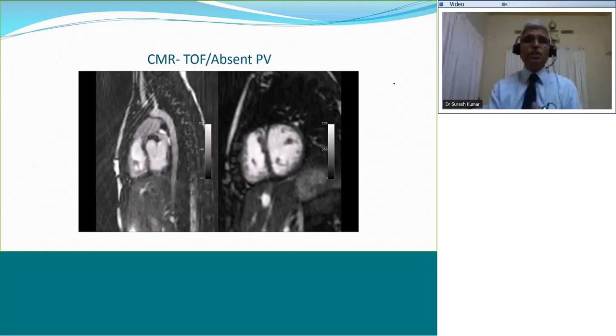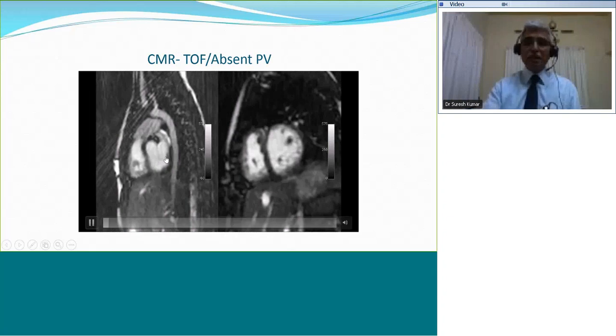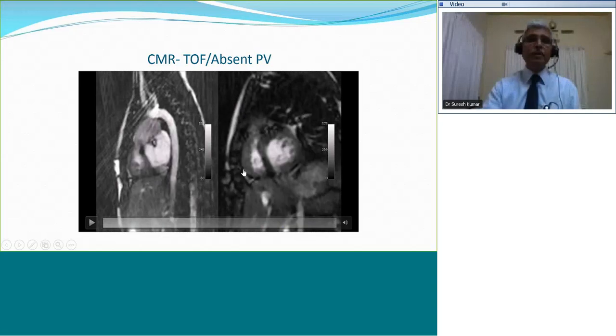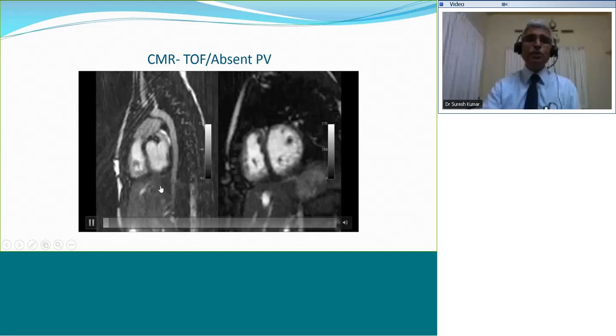This is in tetralogy of Fallot with absent pulmonary valve, where the patient has developed a recurrent obstruction. This is the sort of image that you will get in cardiac MRI. You can see the RV, the stenotic outflow, the dilated main pulmonary artery, the left atrium, and the venous return into the LV. It may not be moving as well as I would like it to, but the purpose is to show both the ventricles and the outflow tract.